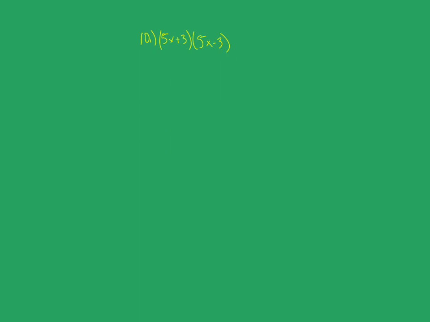So number 10, I have to FOIL. So remember, you're going to do the first two. So 5x goes to 5x. That's going to give me 25x squared. Then we'll do the outside two. So 5x goes to negative 3. It's going to give me minus 15x. Then we'll do the inside two. 3 goes to 5x. It's going to give me 15x. And then the last two. 3 goes to negative 3. It's going to give me plus 9. So I combine like terms, so my best answer is going to be 25x squared plus 9.